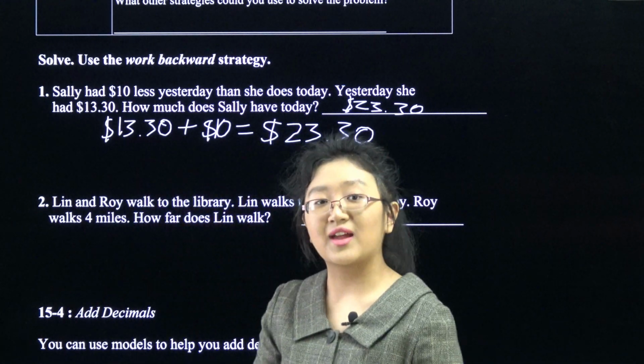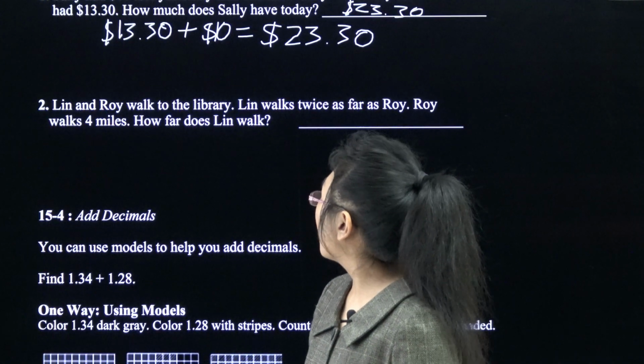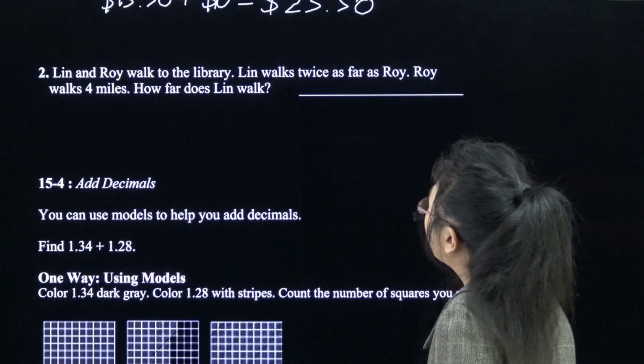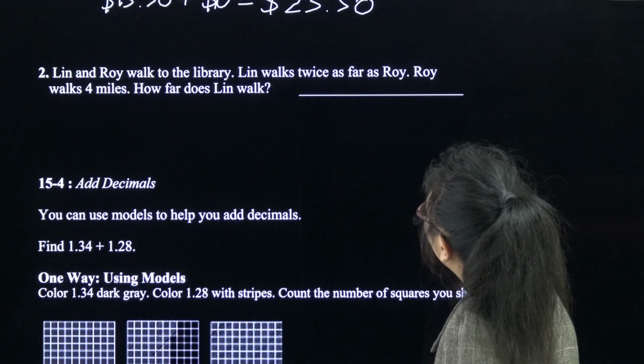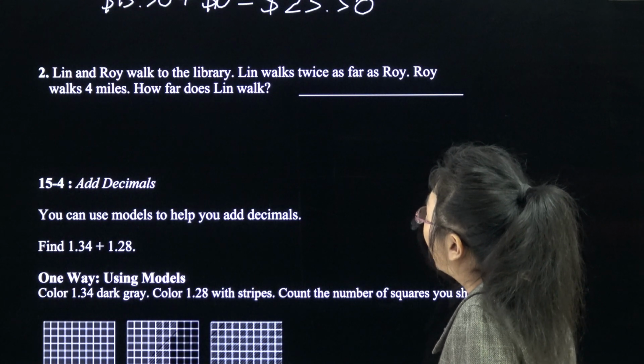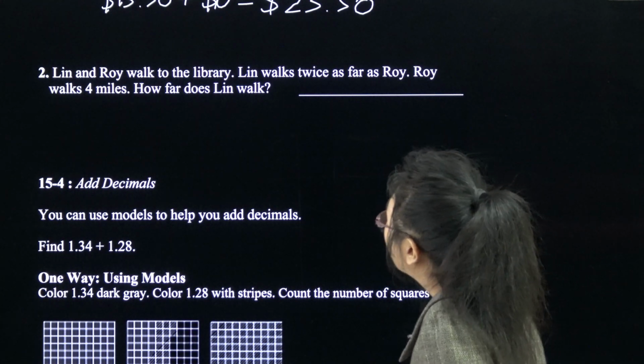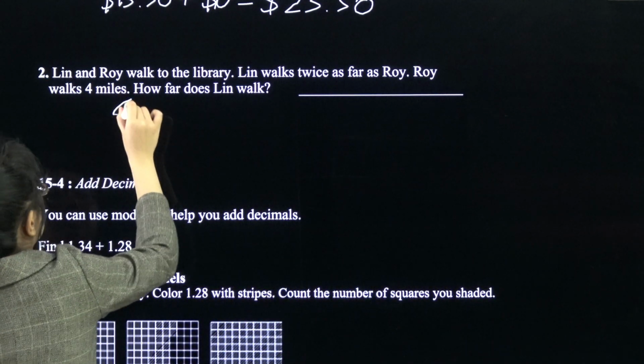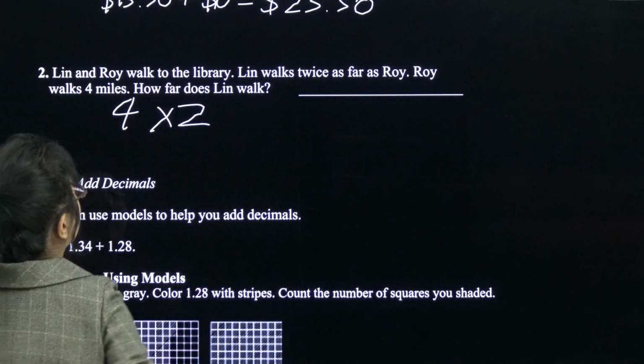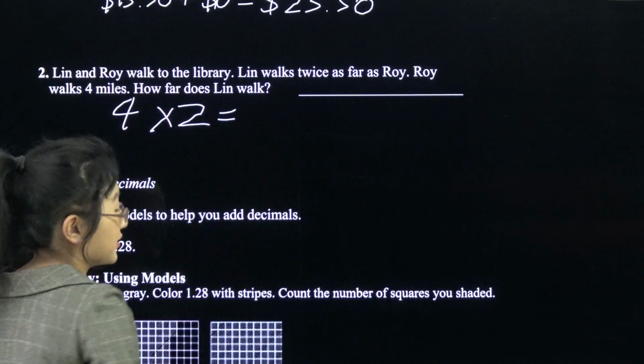Now we move on to the second problem. Lynn and Roy walk to the library. Lynn walks twice as far as Roy. Roy walks 4 miles. How far does Lynn walk? So Roy walks 4 miles. Lynn walks twice as far, times 2. 4 times 2 equals 2?